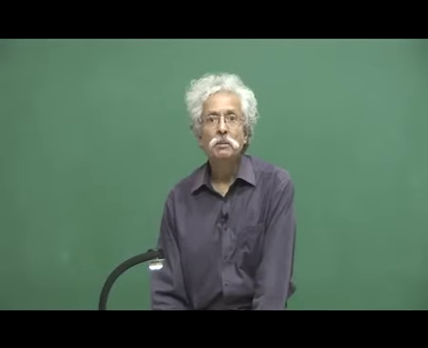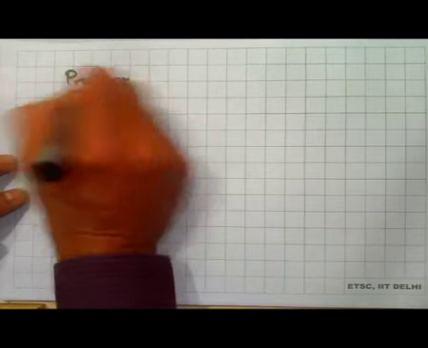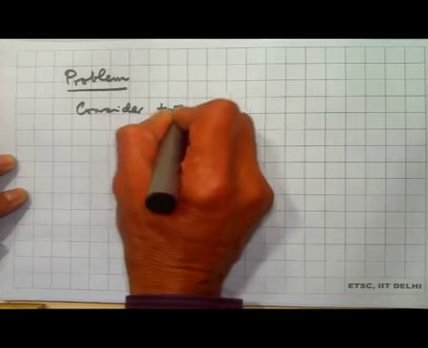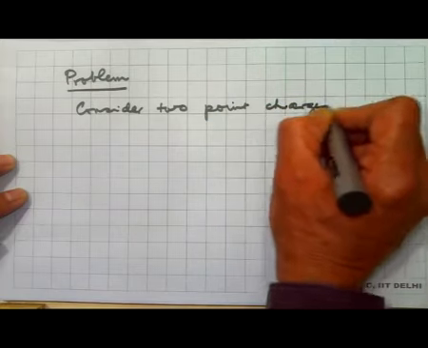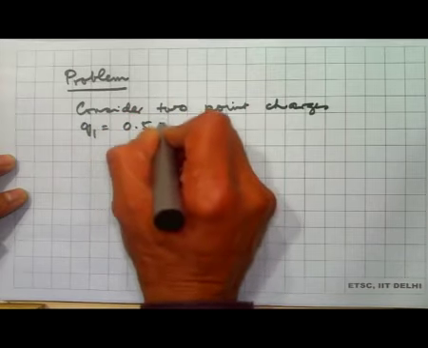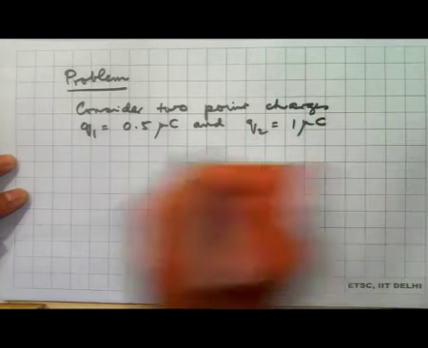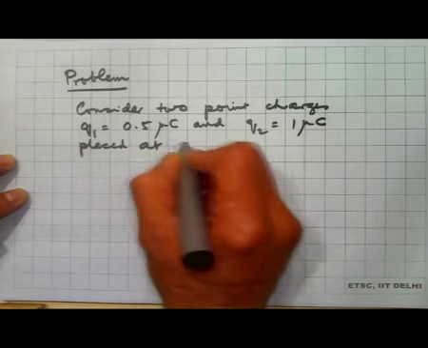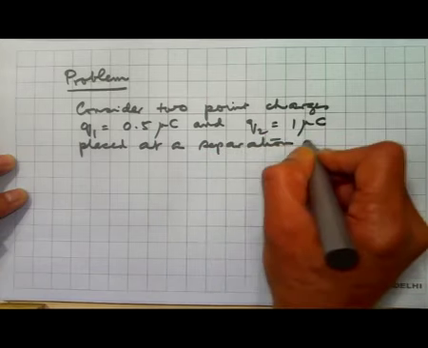Yeah, I would like to leave a problem at the end of my talk for you to think about. Consider 2 point charges, Q1 equal to 0.5 microcoulomb and Q2 equal to 1 microcoulomb, placed at a separation of 10 centimeters.